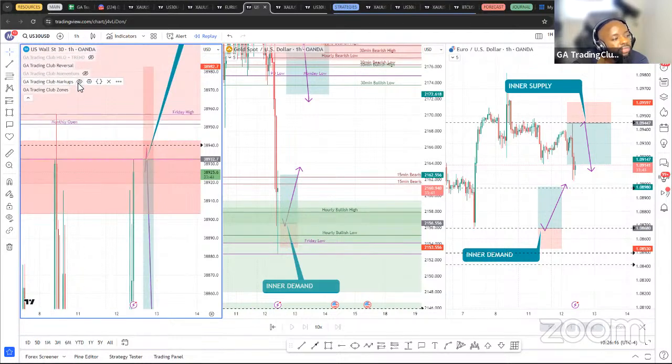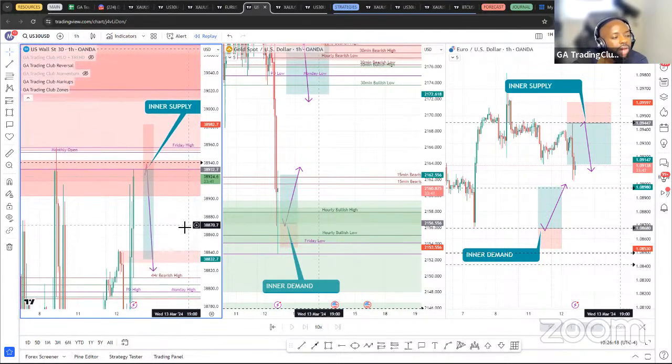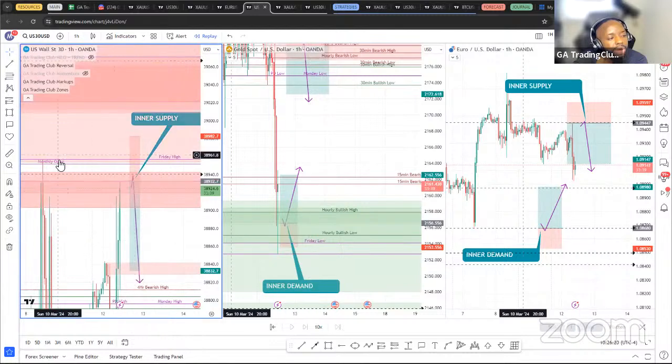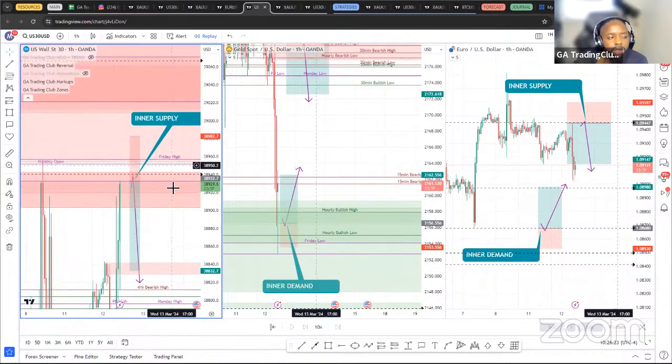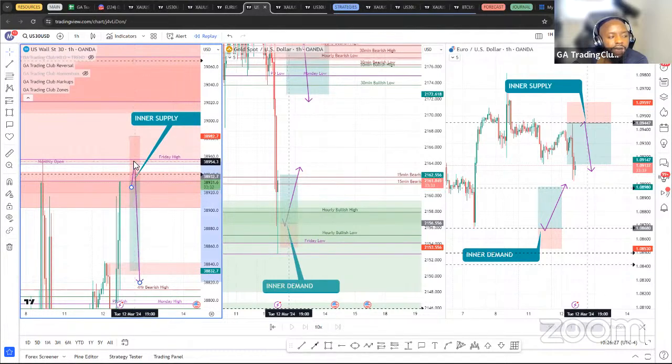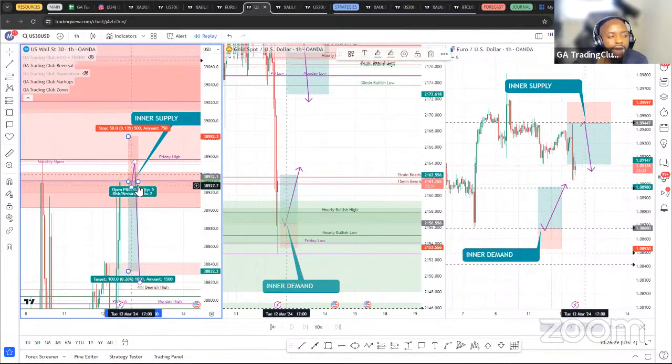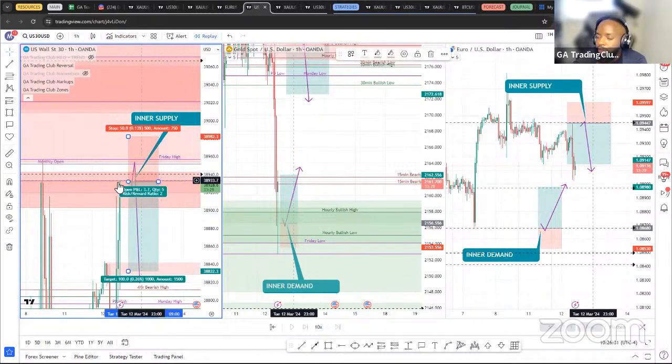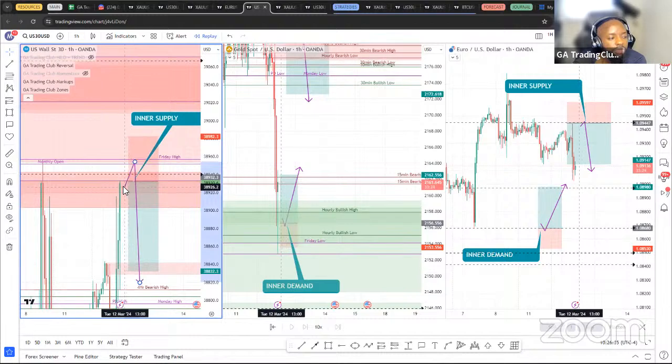Okay, let's see. Do we have any order blocks around here? Okay, we don't have order blocks, but look, we have the monthly open, we have the Friday high. So price is likely to come. As much as a zone can be tapped, ask yourself, where can price go after this? So price is probably going to go to the Friday high.